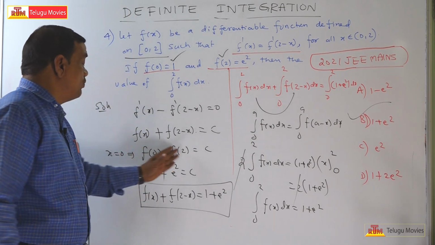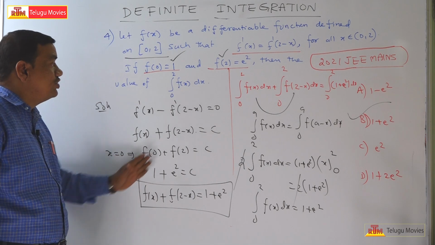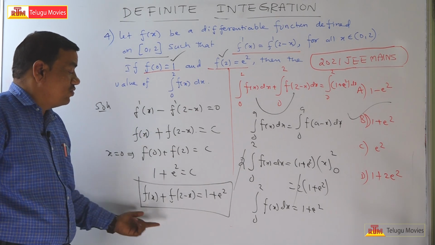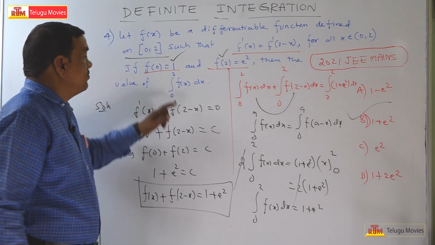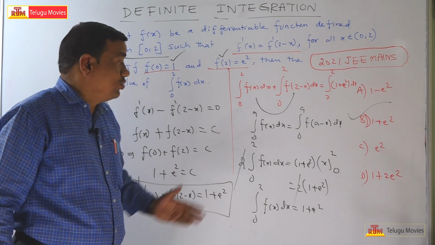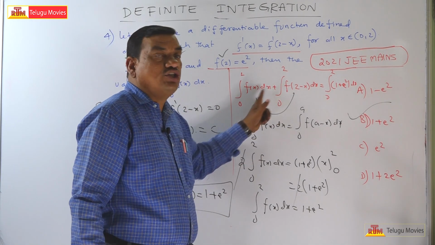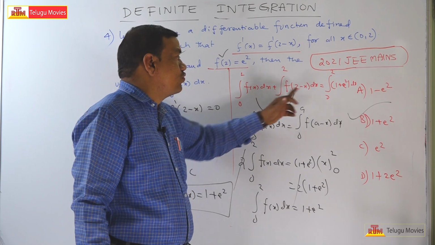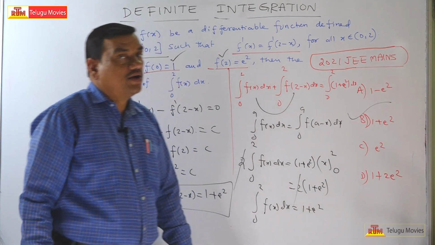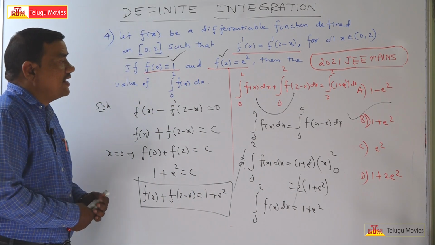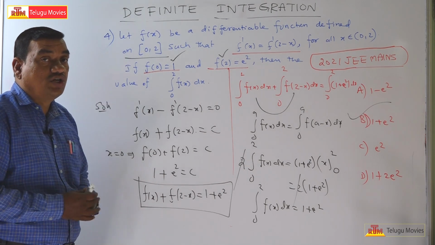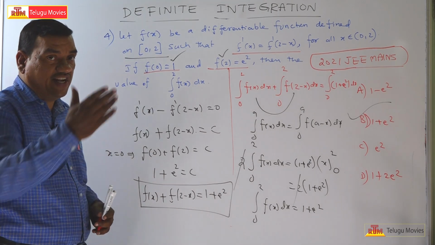So, I applied both, I put x is equal to 0, so I got this c value. After getting this, I want to find out the integral from 0 to 2. I applied it. Luckily, these two quantities are equal. I applied and got the answer. Okay, now, I hope that you understand this solution. So, let us move to the next problem.